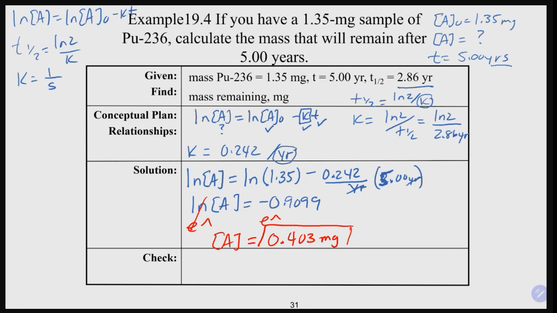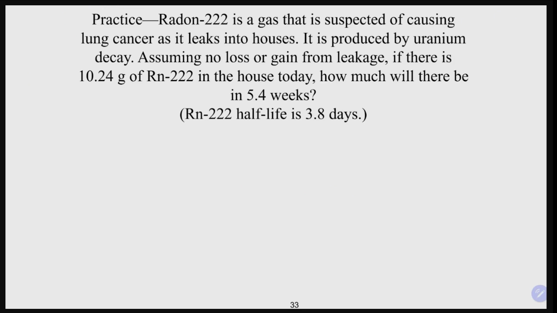All right, then why don't you try the next one and see what you come up with. Let's do a little radon 222. Assuming no loss from leakage, if there's 10.24 grams of it in the house today, how much will be there in 5.4 weeks? The half-life is 3.8 days. Let's see how we're doing here. Again, we're going to use our kinetics equation. Our first-order equation and our half-life equation often go together.